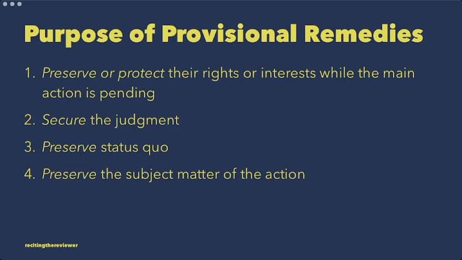Number three is to preserve status quo, especially if we are talking about preliminary injunction. And number four, to preserve the subject matter of the action, especially if we are talking about receivership. So that is to preserve the subject matter, and that is the reason why the subject matter or the property in dispute or whatever the thing in dispute is being given to a receiver. So as a provisional remedy.